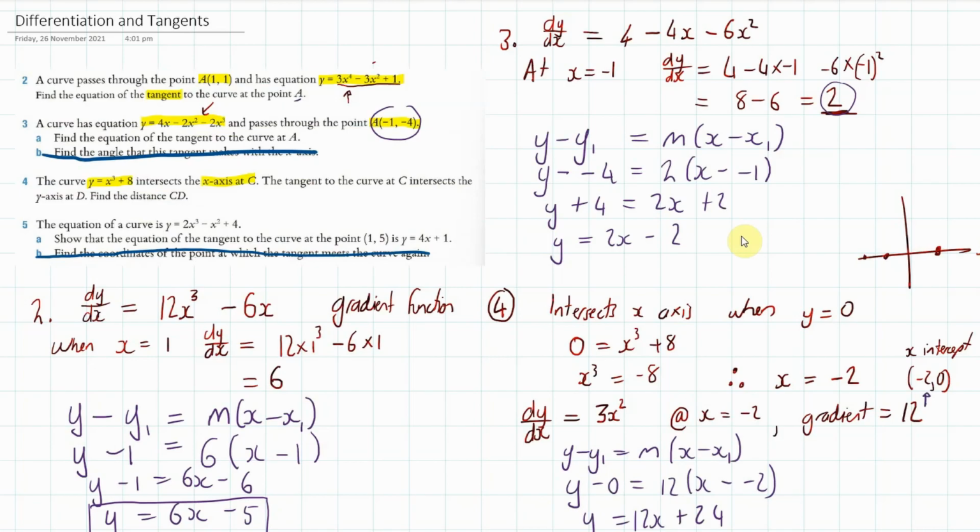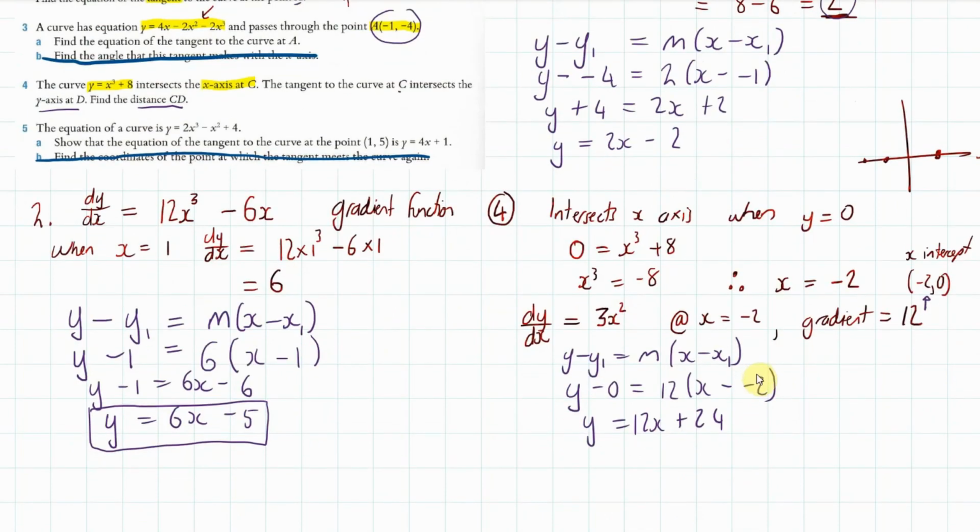Now, the last part is we have to find the distance CD. So where does this tangent intersect the y-axis? Well, at the y-intercept, right? Okay, so that's at 24. The line intersects the y-axis at 0, 24. And now we've got to find the distance between D, this is D here, and this is C here.